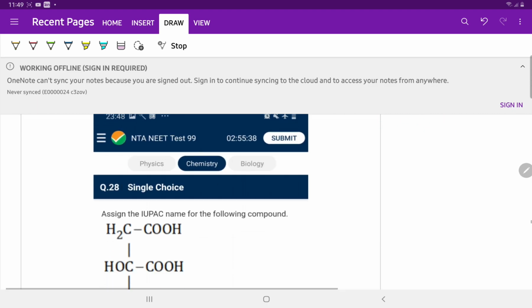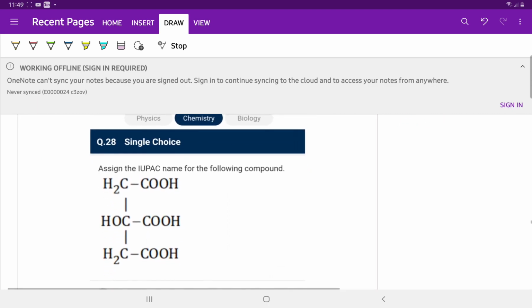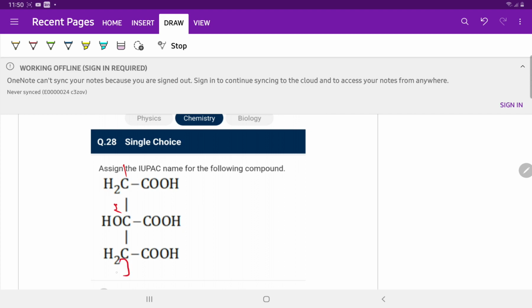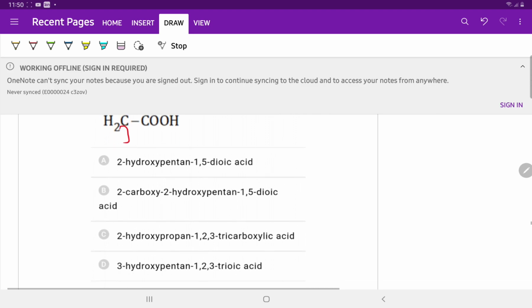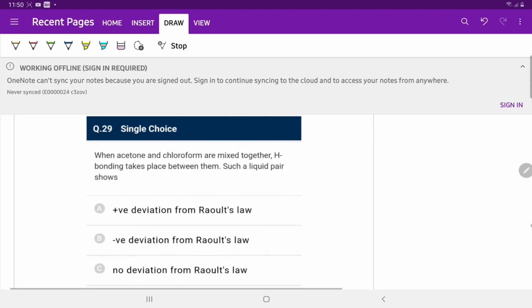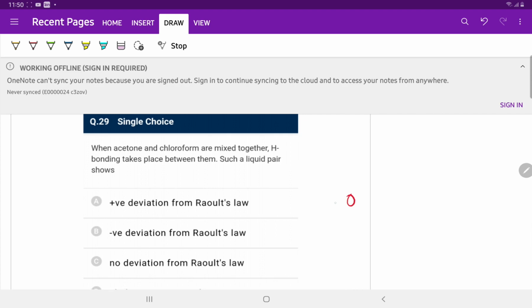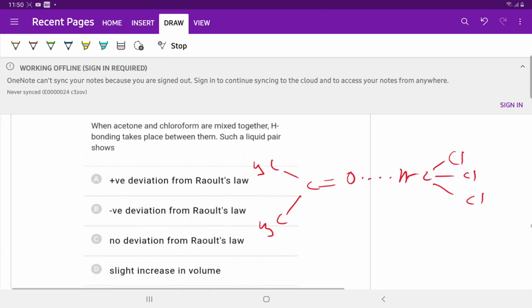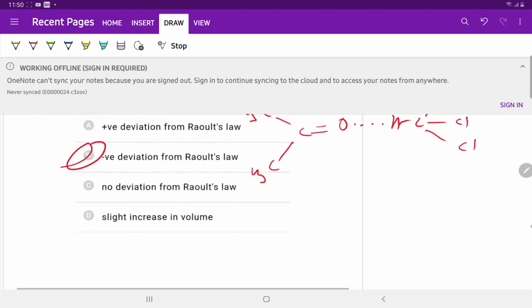We will move to question number 28. Assign the IUPAC name of this compound. 2-hydroxypropane 1,2,3 tricarboxylic acid. Question number 29. When acetone and chloroform are mixed together, there is a formation of intermolecular hydrogen bonding, so vapor pressure decreases and it shows negative deviation from Raoult's law. So option B is correct due to the intermolecular hydrogen bonding.